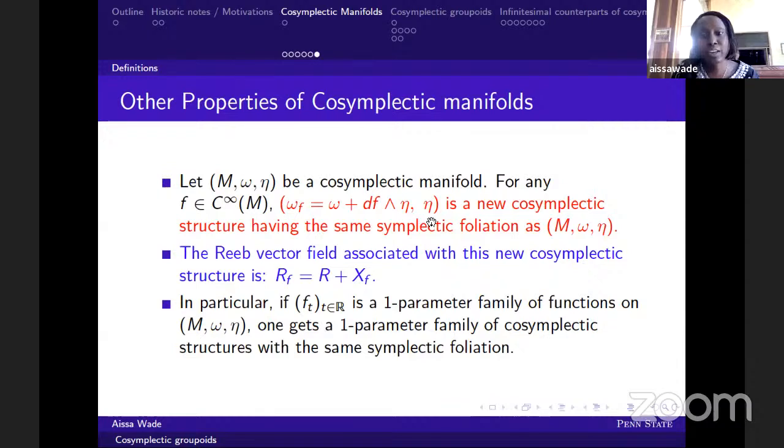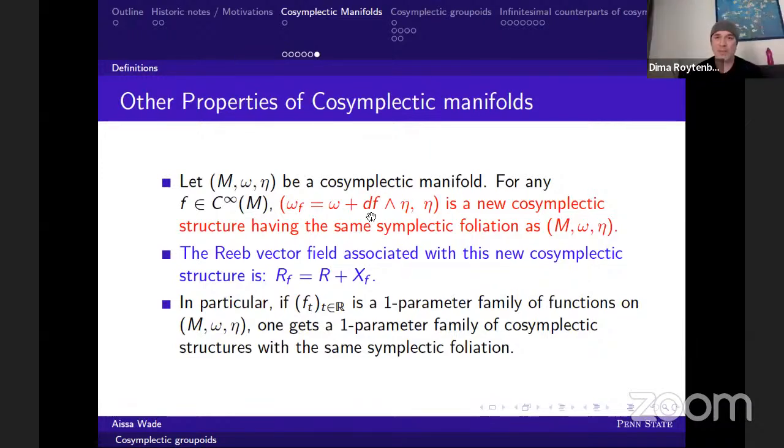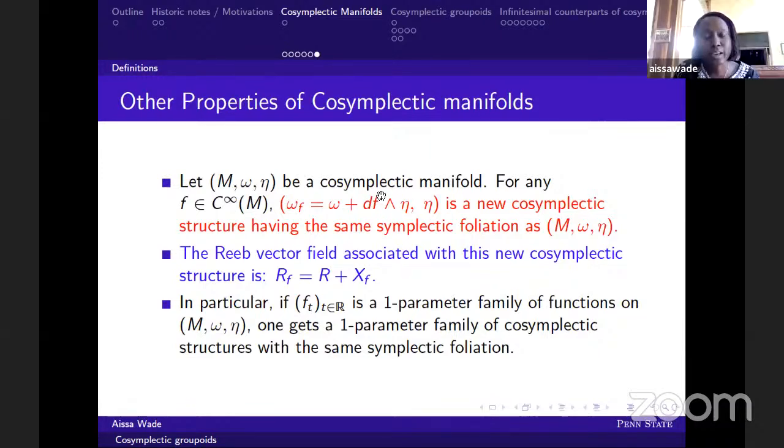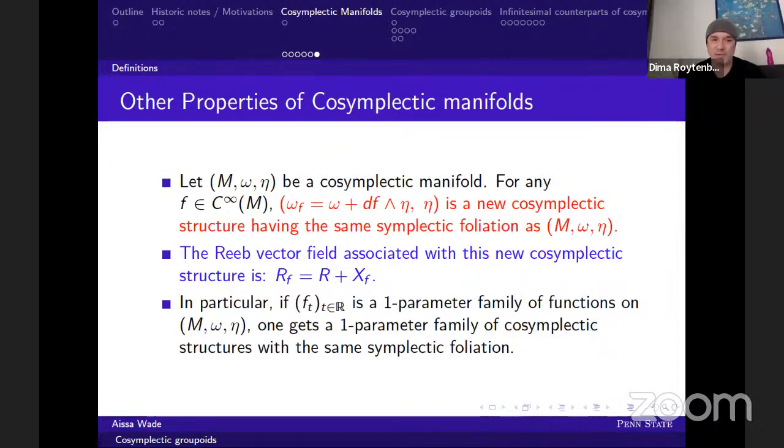Yes, because the only condition you need is that if you take omega f wedge eta, then what you get would be a volume form. Yes. And if you put here another one, yes, it would be. Okay. That's true. Thank you. That's what I wanted to ask.